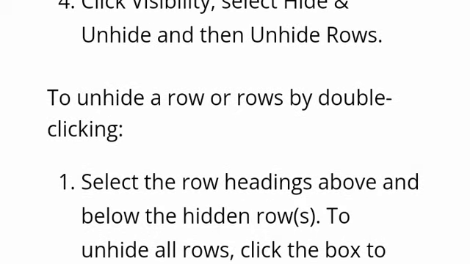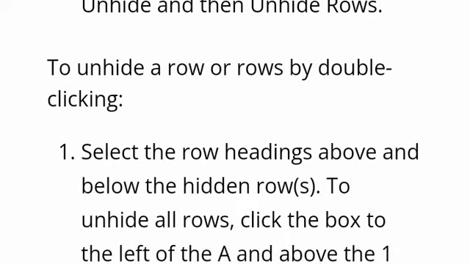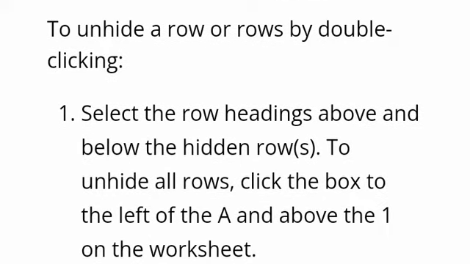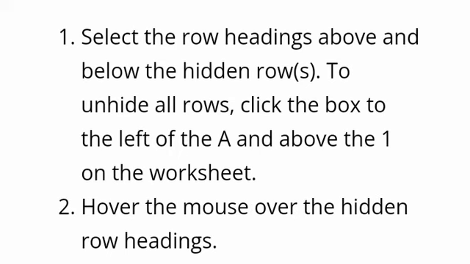select the row headings above and below the hidden row. To unhide all rows, click the box to the left of the A and above 1 on the worksheet. Hover the mouse over the hidden row headings. When the mouse pointer turns into a split two-headed arrow, double-click.